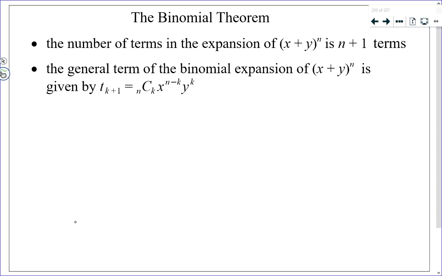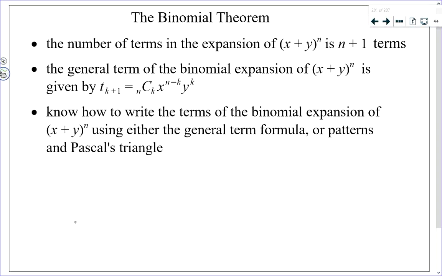The first term uses k equals 0. The second term uses k equals 1. The third term uses k equals 2, etc. So basically you have to be able to work with that to find any term in an expansion of the binomial (x plus y) to the n. And I wouldn't recommend using Pascal's triangle, but if you get stuck, you can. You also have to be able to find missing pieces of a binomial by knowing a particular term.